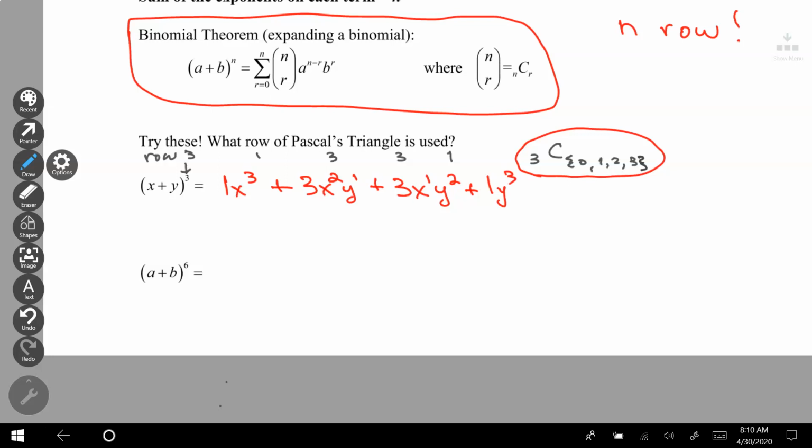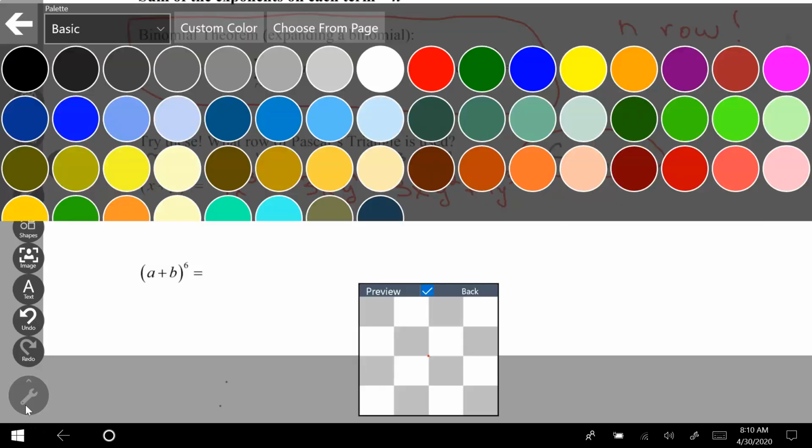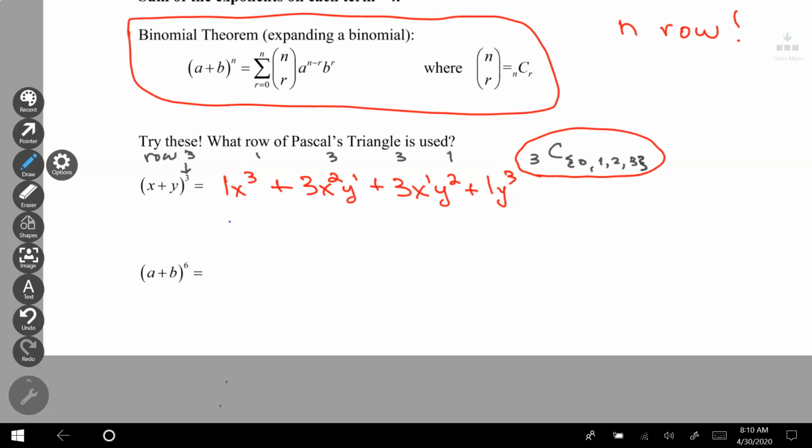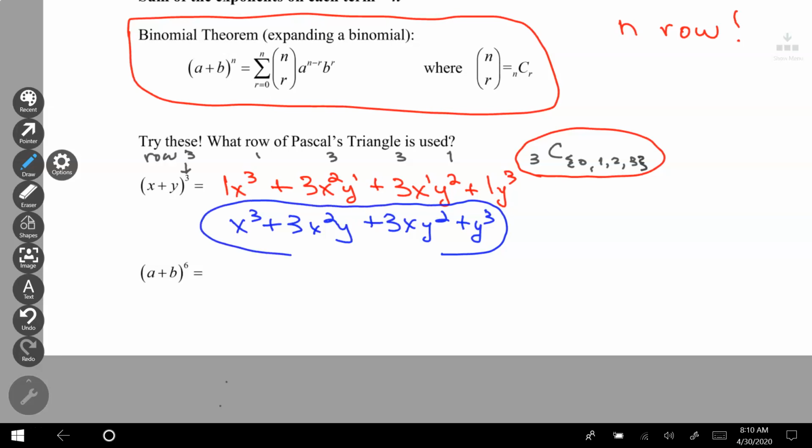Now, I don't write out all the 1s when I'm really done. I just get x cubed plus 3x squared y plus 3xy squared plus y cubed. That is x plus y to the 3rd power.